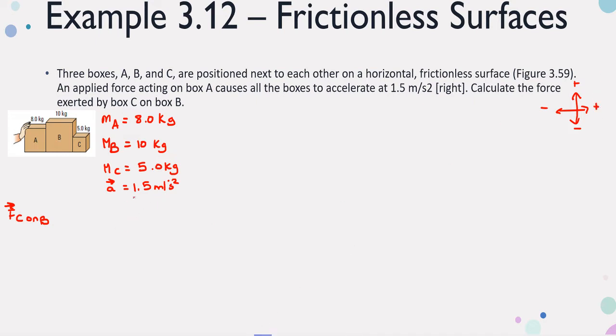So a free body diagram just for C, because that's what we're worrying about right now. If I draw this free body diagram, and this is box C, I still have my F N, my normal force. I still have my force of gravity. But I also have this force, F B on C.